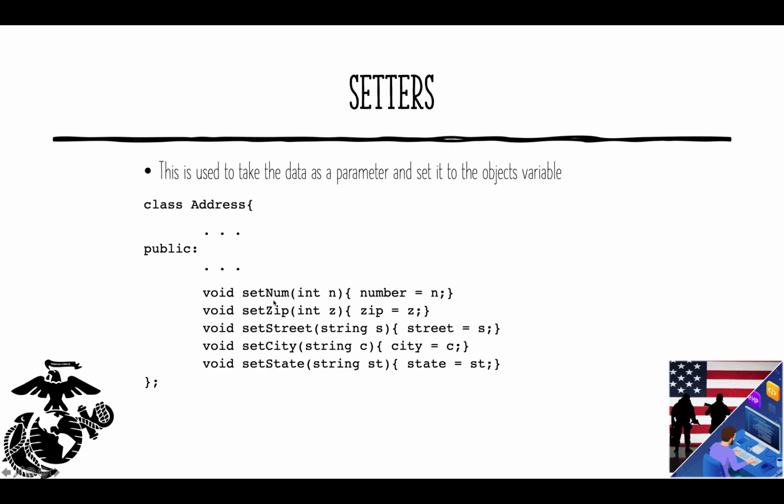So we have a set number, set zip, set street, set city, and a set state. And because these functions do not return anything, these would all be void return types. So whenever you're using a setter, it takes in a parameter and does an assignment within the definition, and that is the point of the setter, to set the content. Again, the return type is going to be void, and these always have to be public. The reason why it's public is because it's referring to private data members.